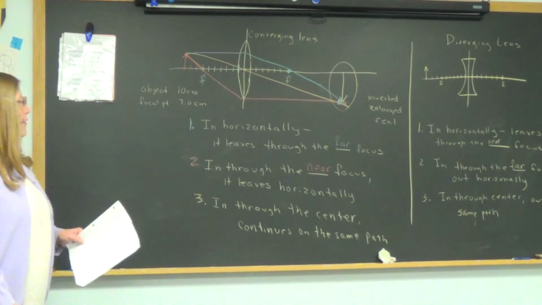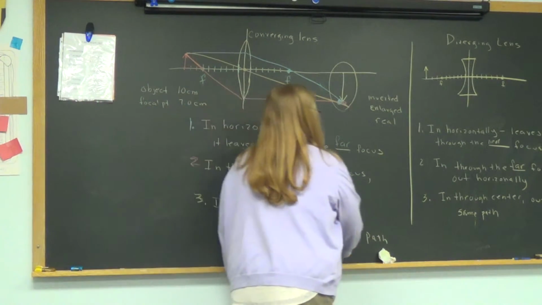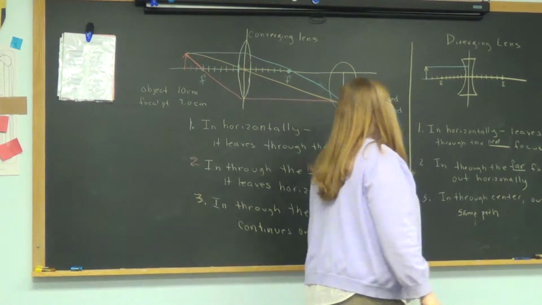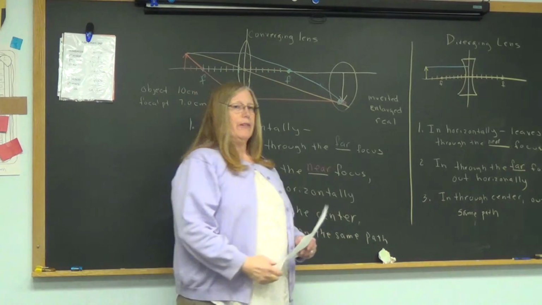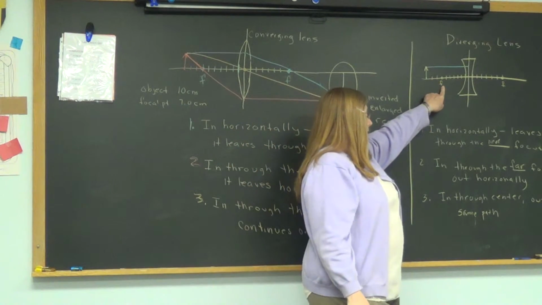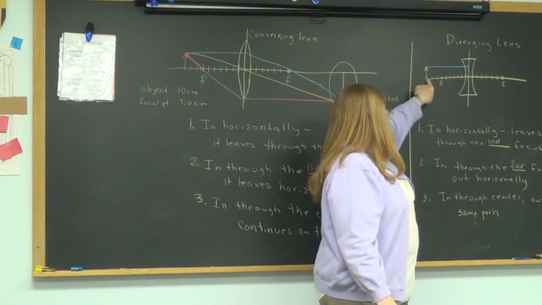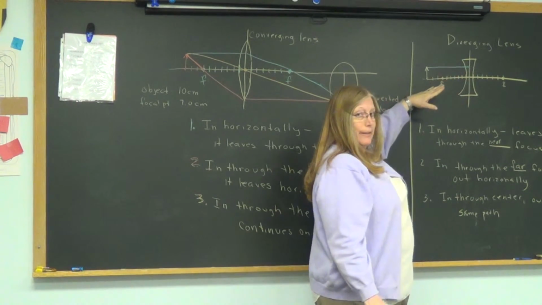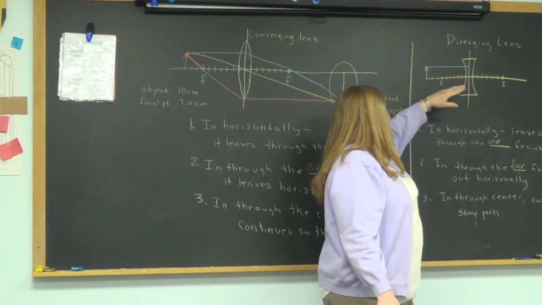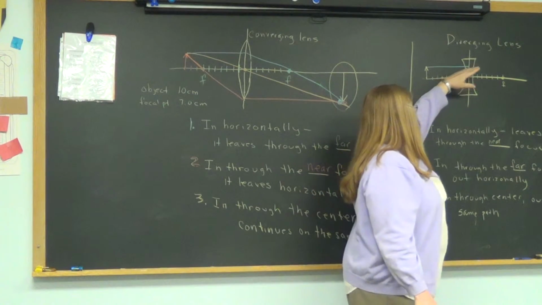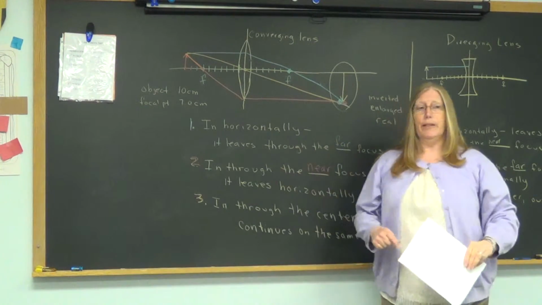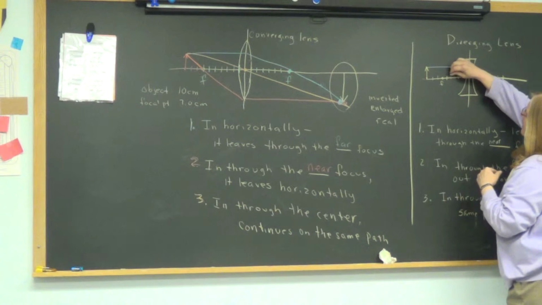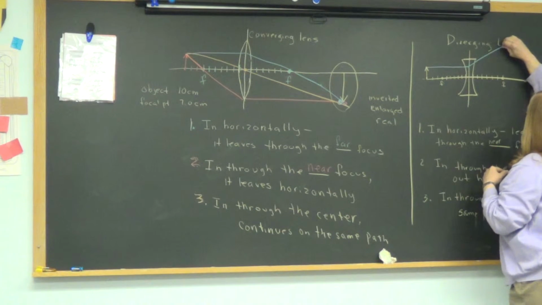Alright, using the rules for a diverging lens, we're going to go in horizontally, and it's going to lead through the near focus. Which of those foci are we talking about? This one is the near, it's near the object, this is the far. So how's it going to go out? It's not going to reflect backwards. So just like with mirrors, it's going to refract in as if it was coming from the near focus. So it's going to go in and then out as if it's coming from this focus.